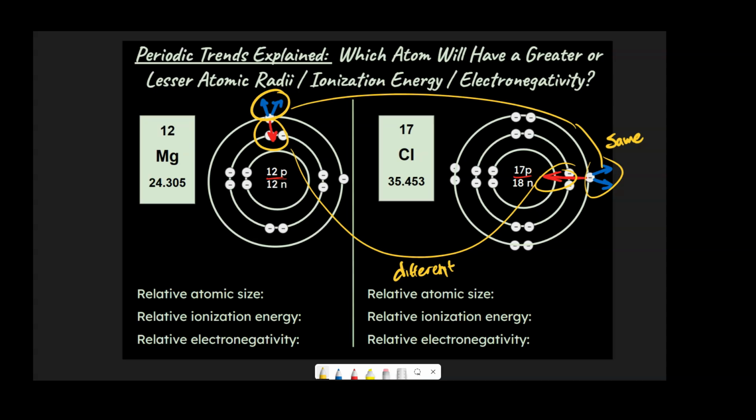We're saying that the inward force is greater for chlorine. And if we understand that, then we can answer all three of the periodic trends. So let's go ahead and give it a shot. When it says relative atomic size, okay, so is magnesium bigger or chlorine bigger? I want you to pause for a second if you choose to and think about this. Which atom would be bigger?